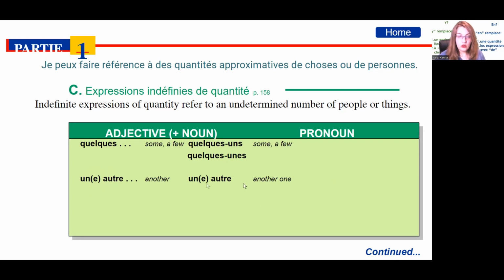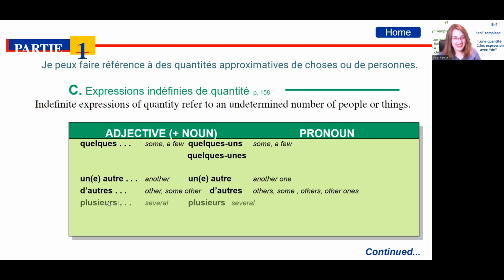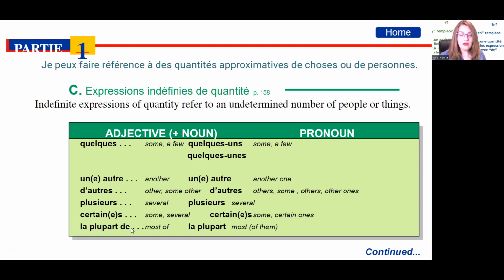Voyons, une autre, it could also mean another one. Une autre, another, or another one. D'autres means other or some other. And then d'autres means also others and some. D'accord. Plusieurs means several. So here we are looking at the feminine as well. Plusieurs means several, and certains or certaines, some or several, or certain ones. La plupart de means most of, or most of them.